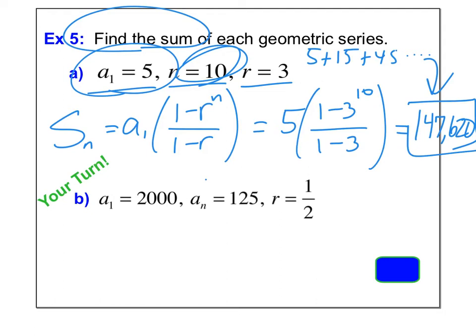Okay, so here we go for part B now. What don't we have in part B? We don't have the number of terms, n. So what we need to do is figure that out. We need to figure out what n is, knowing that a sub n is 125. So let's do that.